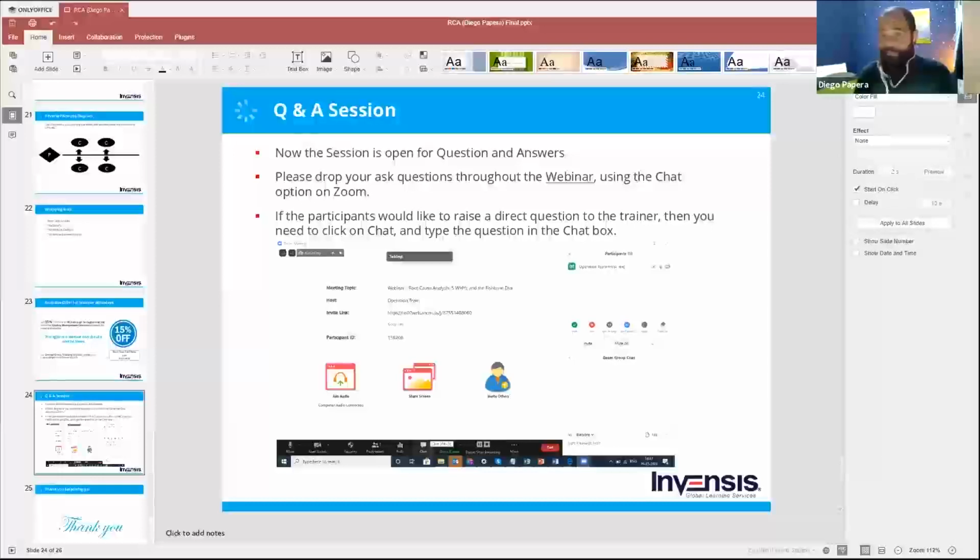Whilst I wait for other questions, I'd just like to stress it's a simple method. Let's keep it simple. If you want to have fun with more complex methods, you will have lots of these in Lean and Six Sigma. So this is just a quick, snappy tool that you can use. And even if you are a people manager, I really recommend you to use it.